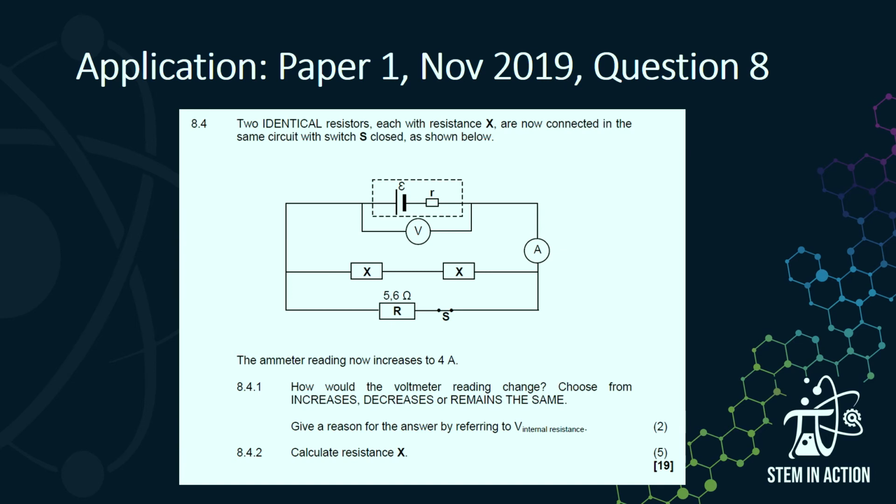Right, let's have a look at question 8.4 from November 2019. This question says two identical resistors, each with resistance X, are now connected in the same circuit with switch S closed as shown below. The ammeter reading now increases to 4 amps. 8.4.1. How would the voltmeter reading change? Choose from increases, decreases, or remains the same. Give a reason for your answer by referring to V internal resistance.